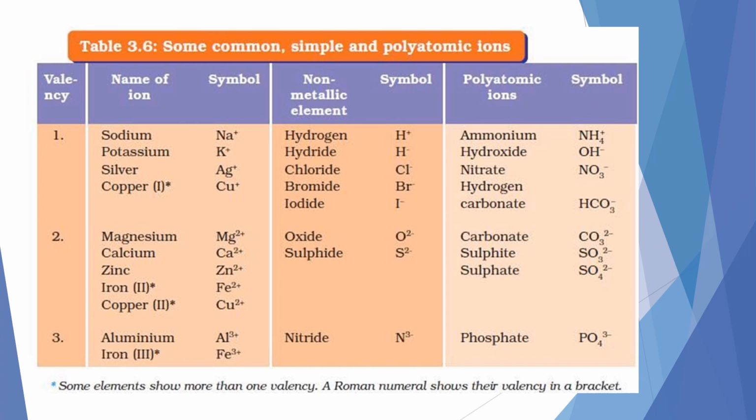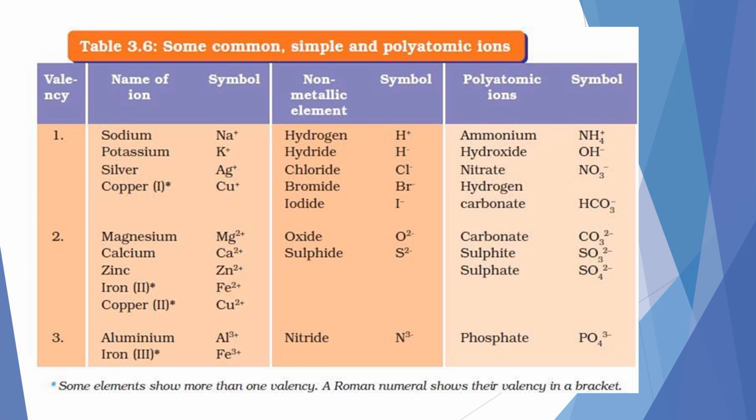For writing the chemical formula, we must know some common, simple and polyatomic ions, their valency and everything. So here, first these are some metals: sodium, potassium, silver, copper. These all are metals. This full part is metals: magnesium, calcium, zinc, iron, copper, aluminium. Here one more iron, that I will tell what is that.